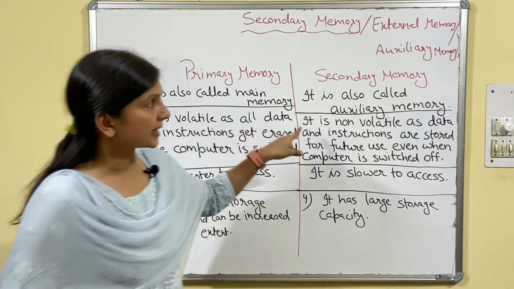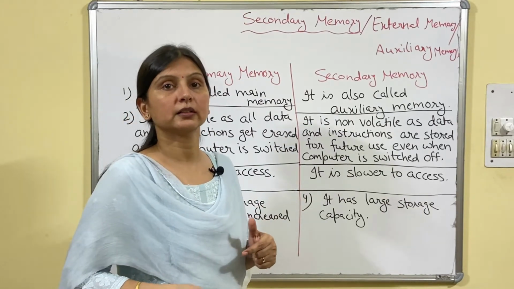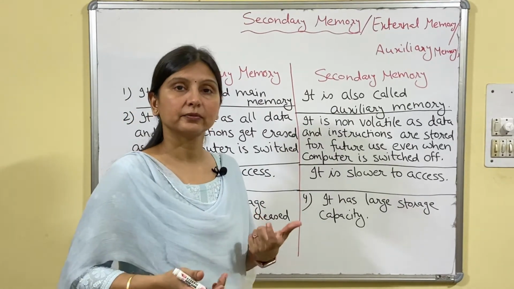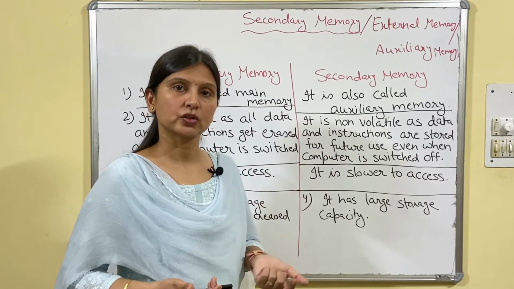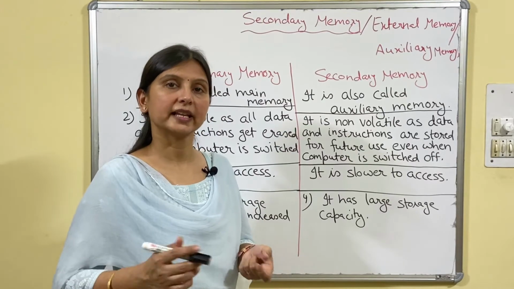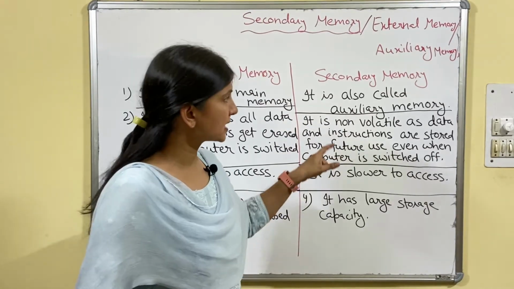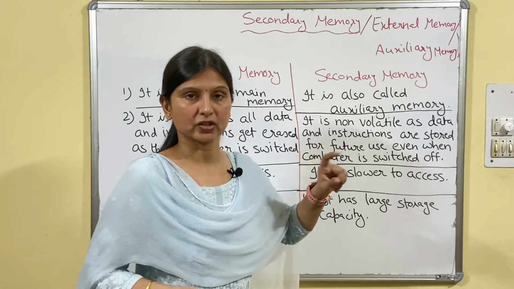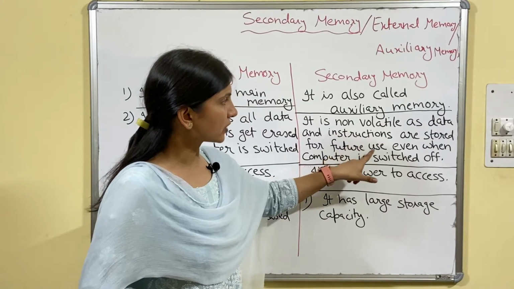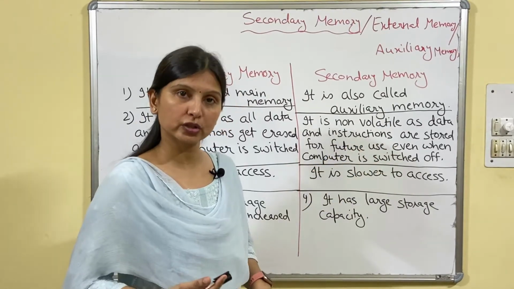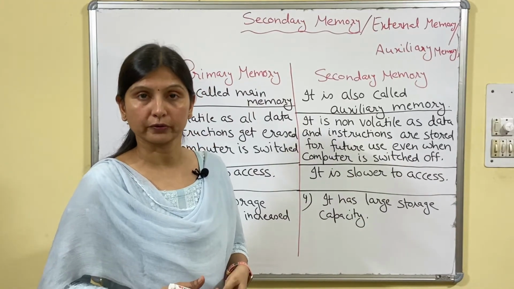Fine. And secondary memory is non-volatile because when you switch off the computer, the next day you can see that file, isn't it? When you save any file and switch off the computer and the next day you can see your file, you can open the file. So this is non-volatile in nature. So you can say it is non-volatile as data and instructions are stored for future use even when the computer is switched off.